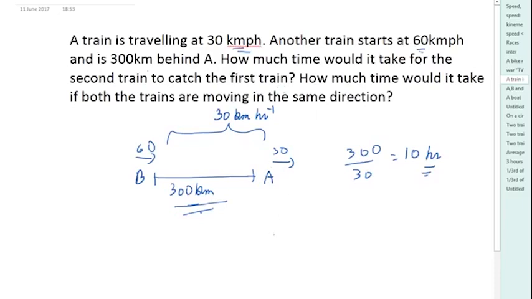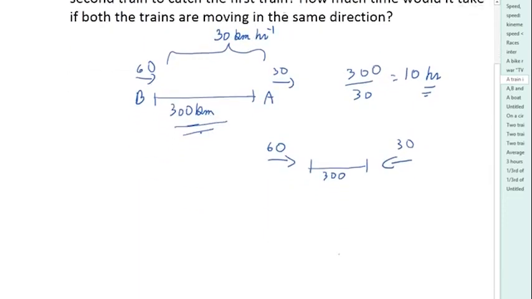Now, if they were moving toward each other, so I'm traveling at 60, the one at 30 is traveling in the opposite direction, and the distance to be covered is 300 kilometers. Then in this case, the velocities add, both are approaching each other at 90 km per hour. So the time that will take is 300 by 90 hour or 10 by 3 hour. Okay, 3.33 hour.